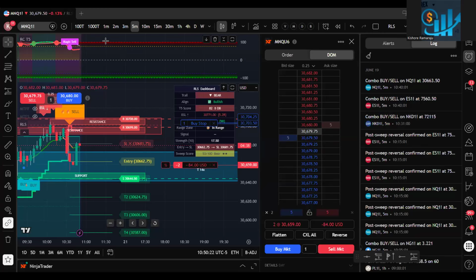So we are holding this MNQ short and ES short.